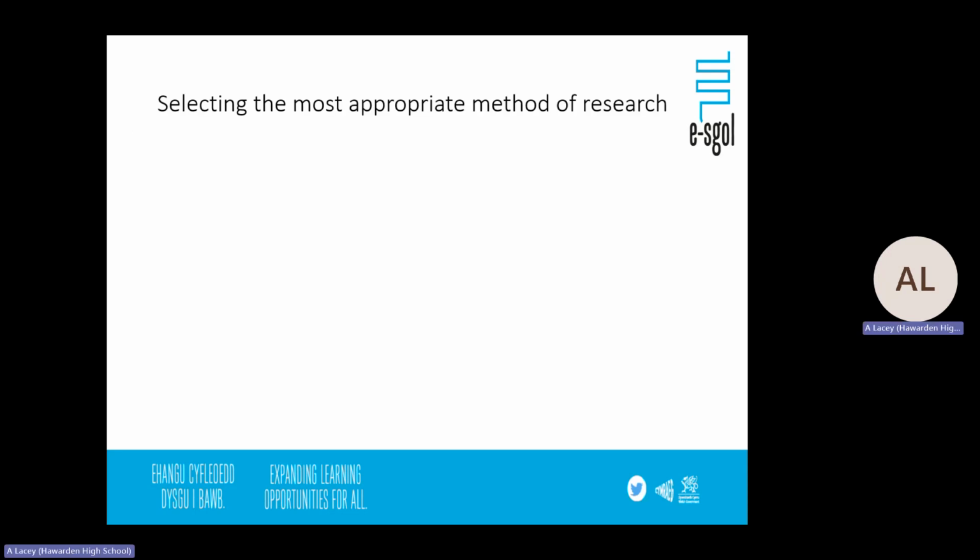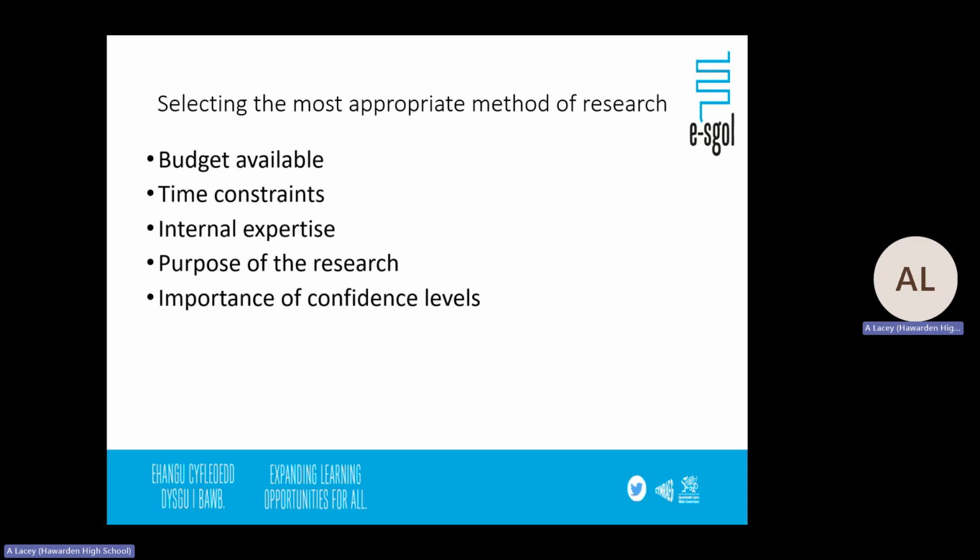So selecting the most appropriate method of research will depend on a number of things: budget, time constraints, internal expertise, purpose of the research, and importance of confidence levels. Now, primary research is very time consuming. It's something that costs money. It does cost a lot and it takes a lot of time to put it together.